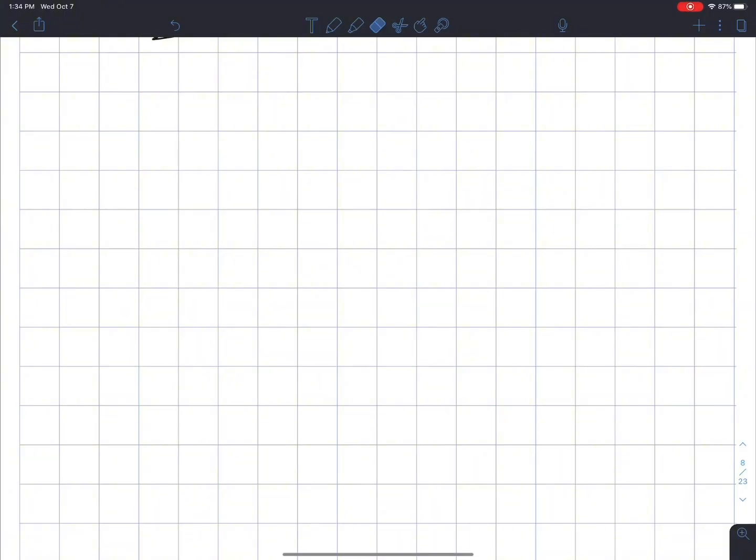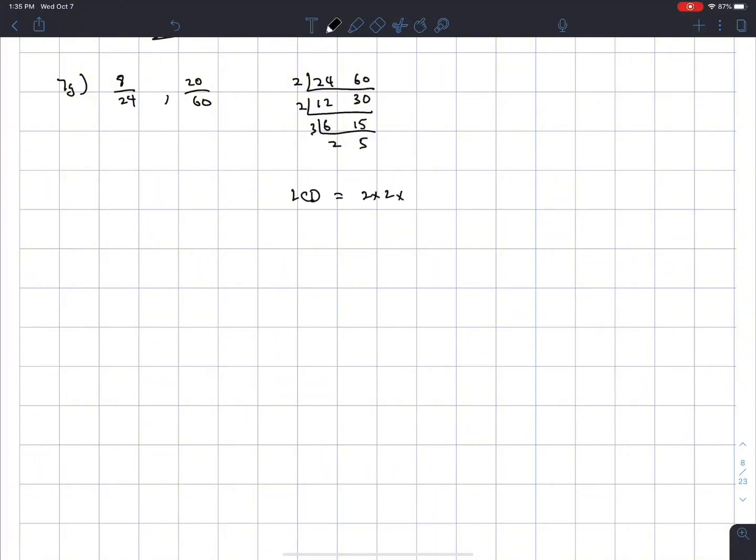7g. I have 8 over 24 and 20 over 60. I want to divide them by the same number. Divide this by 2 to get 12 and 30. Divide them by 2 again to get 6 and 15. Divide both of them by 3 to get 2 and 5. The lowest common denominator will be 2 times 2 times 3 times 2 times 5.